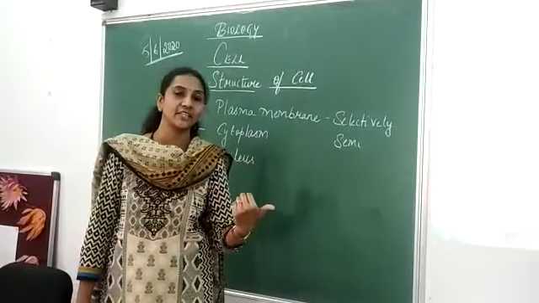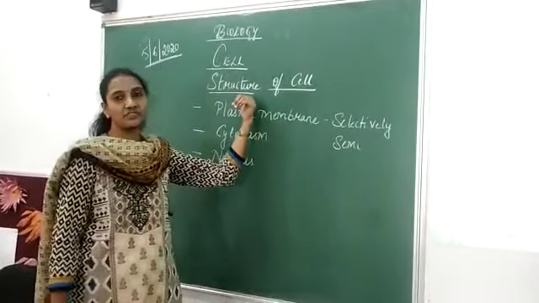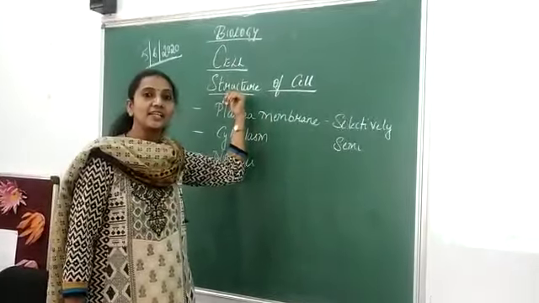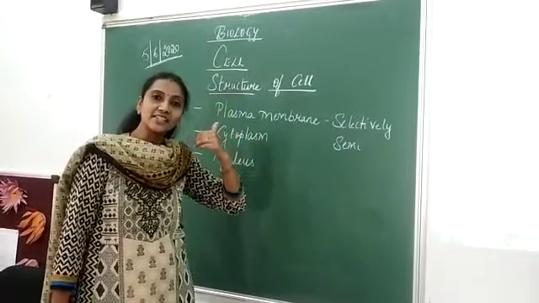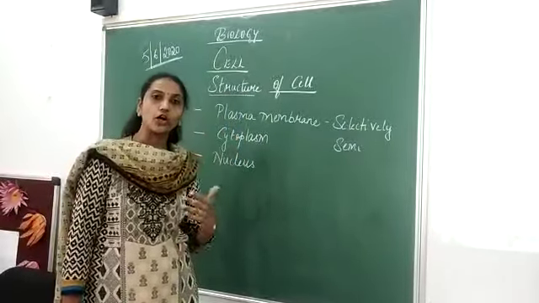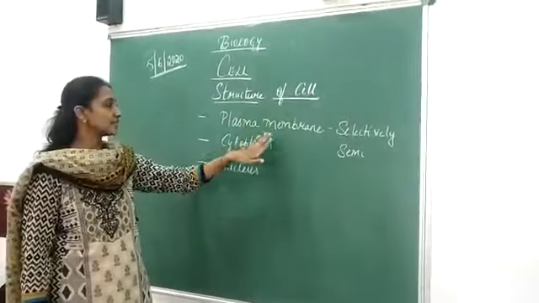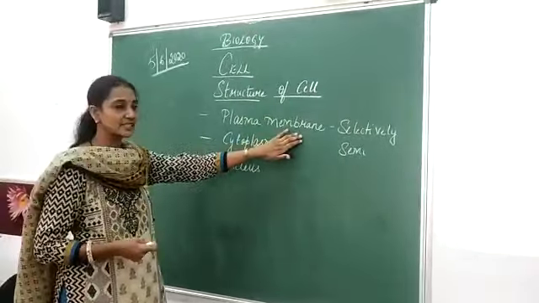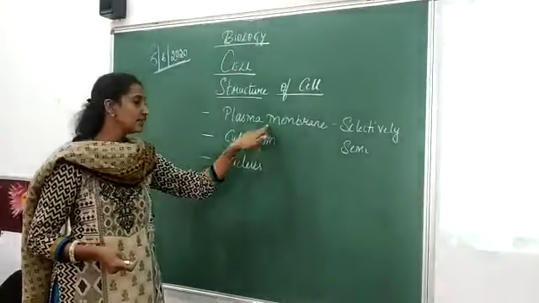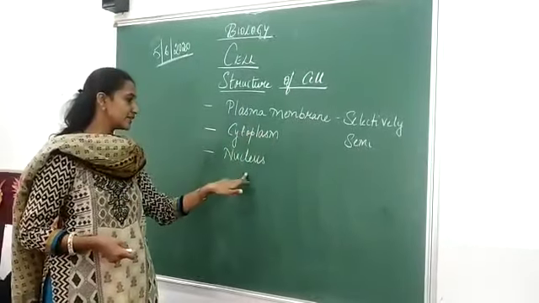Now let us start with the next topic, the structure of the cell. What is the structure of the cell? It is nothing but what the cell is actually composed of, or what the parts of the cell are. Three important parts are present: one is the plasma membrane, then the cytoplasm, and the nucleus.